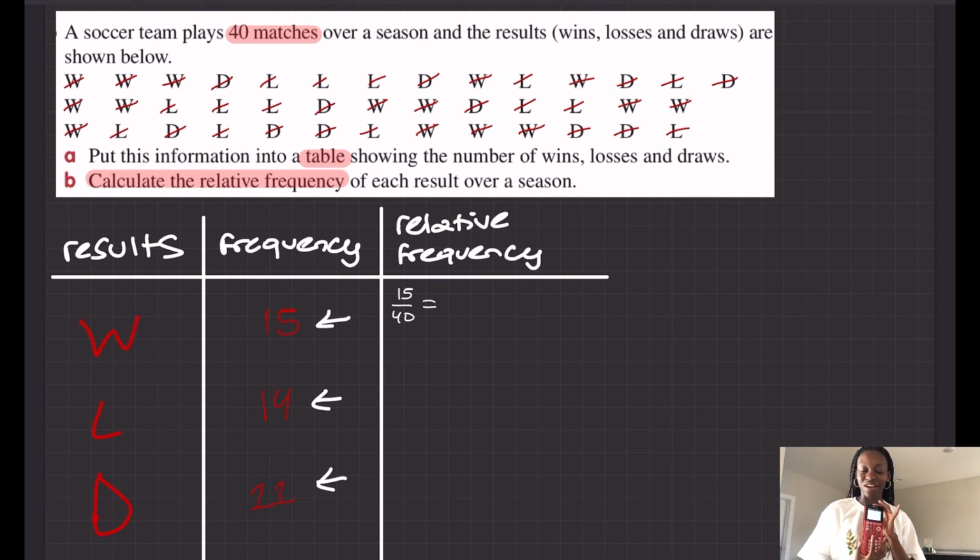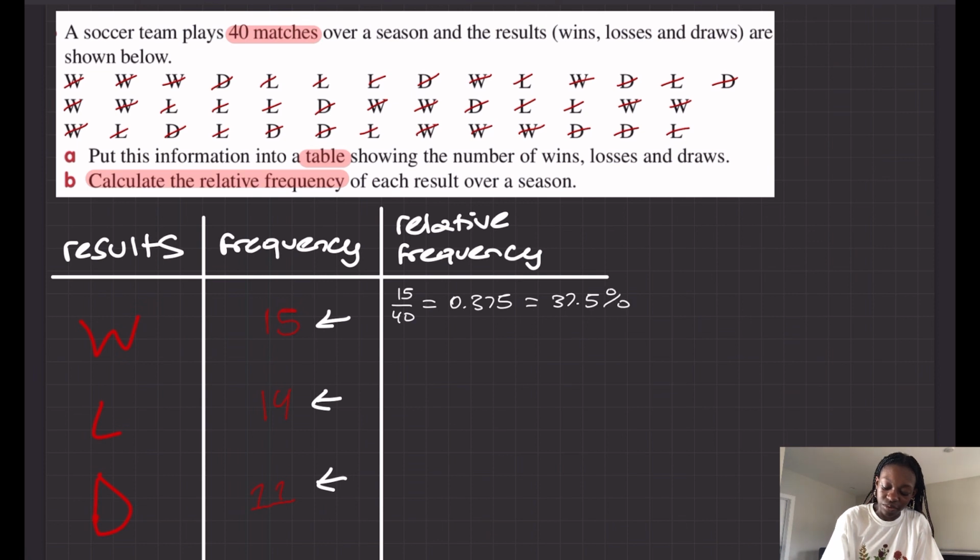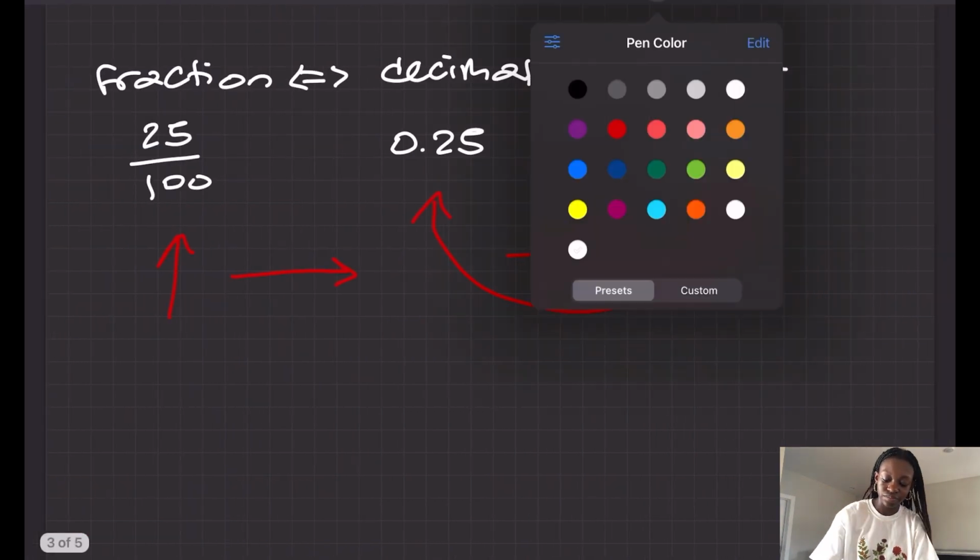So, in the calculator, you're going to put the fraction 15 over 40. You probably can't see, but that's okay. And you're going to turn that into a decimal. So the decimal that we got is 0.375. This can then be turned into a percent, 37.5%.